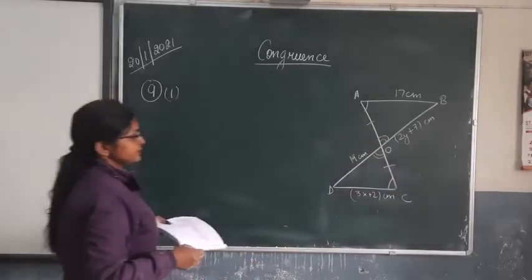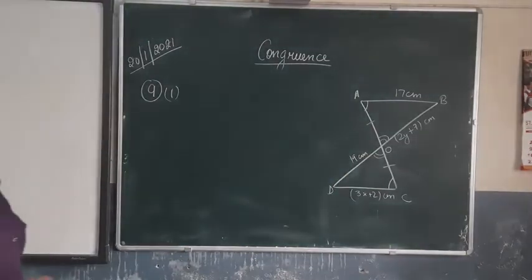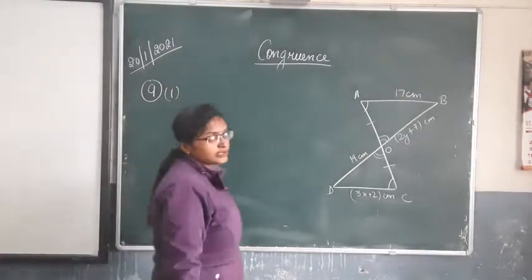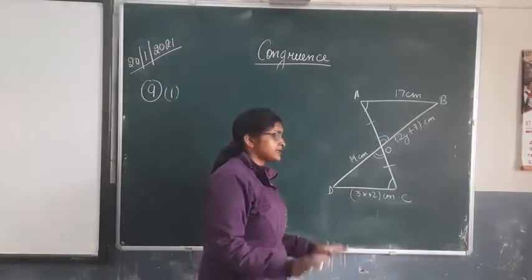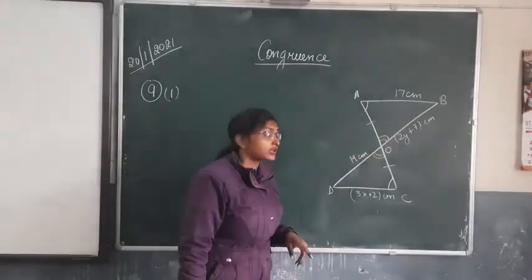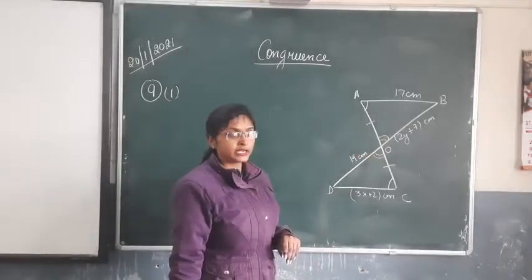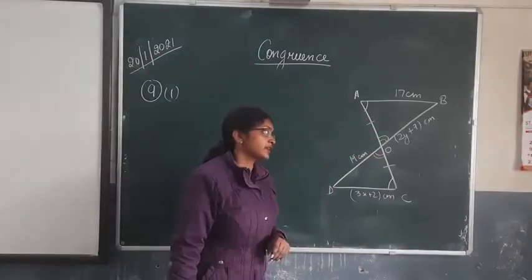Okay, so like this it is given in the question. What we have to do, we have to find out the value of x and y. But how can we find out the value of x and y? If by somehow we can prove that these two triangles are congruent to each other, then their corresponding sides and corresponding parts will be equal to each other, and then we can find out the value of x and y.